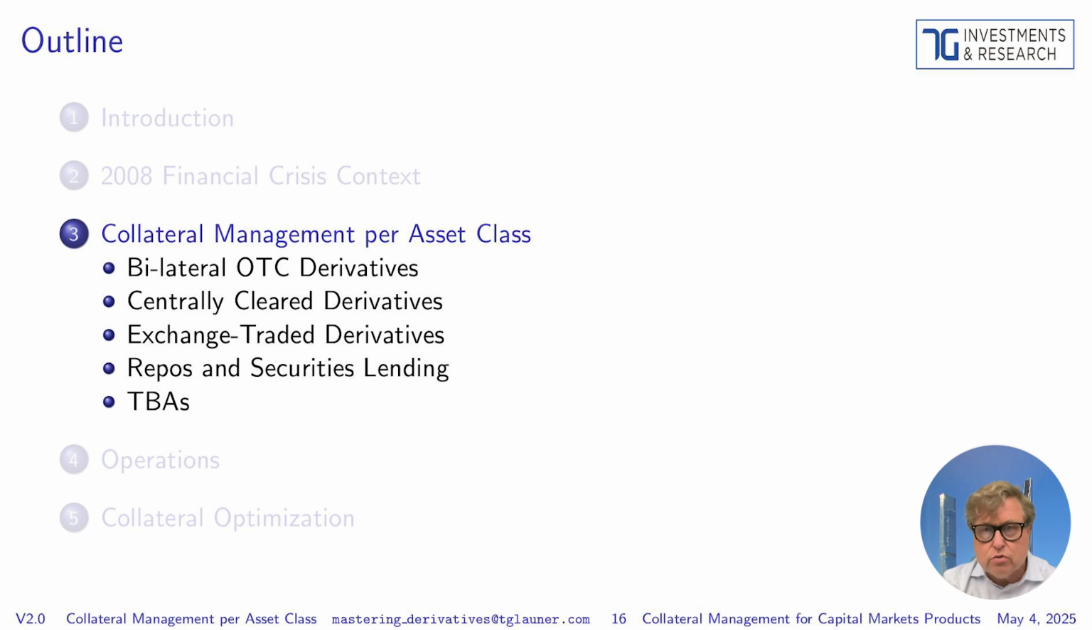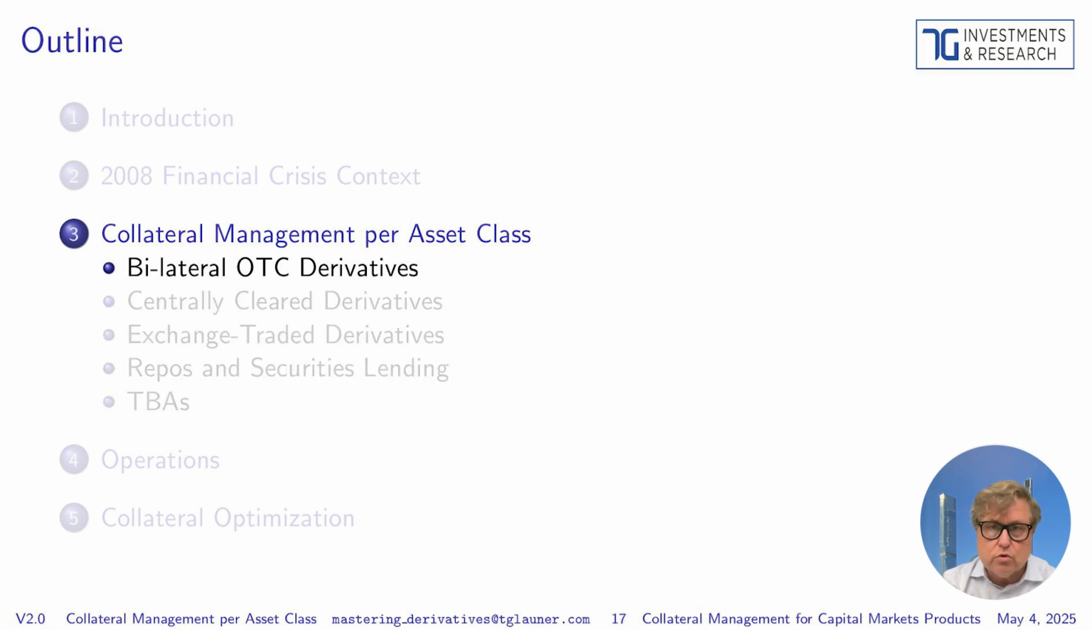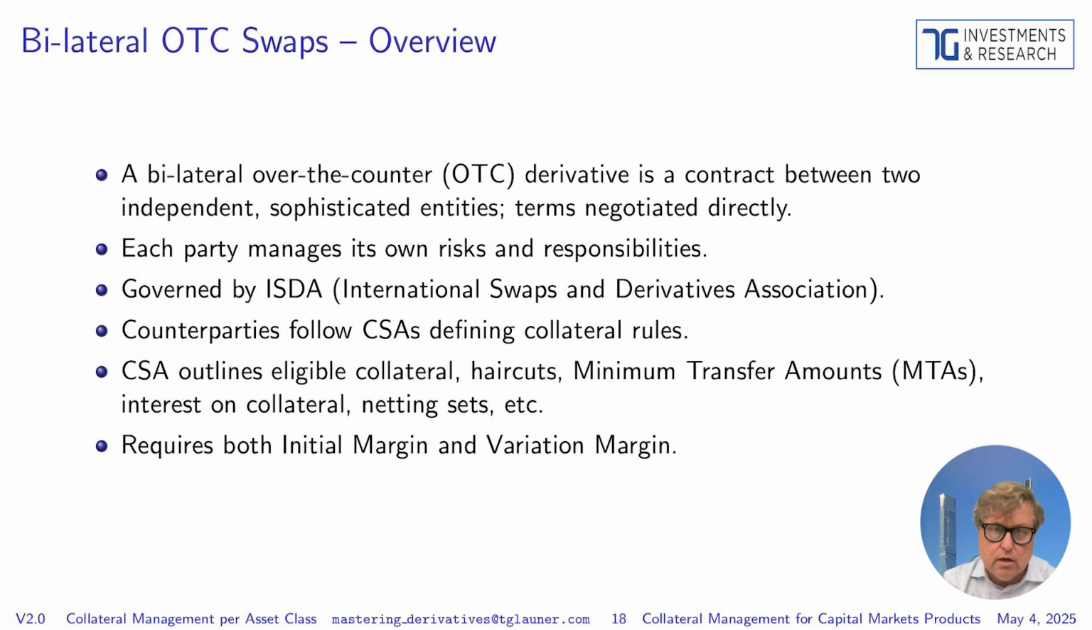We'll now go through each asset class and discuss the collateral requirements and its management. We will start with bilateral over-the-counter derivatives. Bilateral over-the-counter, OTC, swaps are contracts negotiated directly between two sophisticated, independent legal entities. Each party in the trade assumes its own risks and responsibilities.